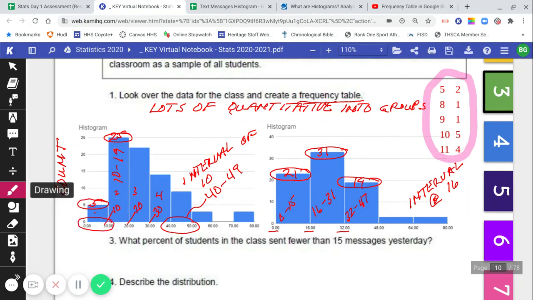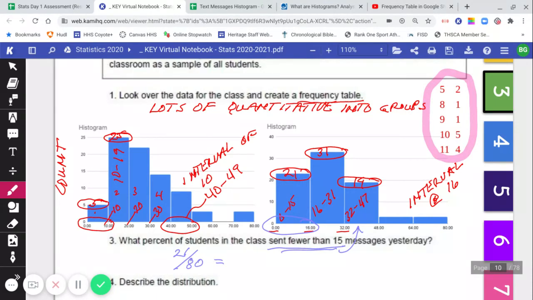numbers for us. Fewer than 15. So we're going to use this bar graph, or this histogram right there. Excuse me. So looking at fewer than 15, that looks like this column is fewer than 15. So that looks like 21. And then from my spreadsheet, I realized I had 80 students.